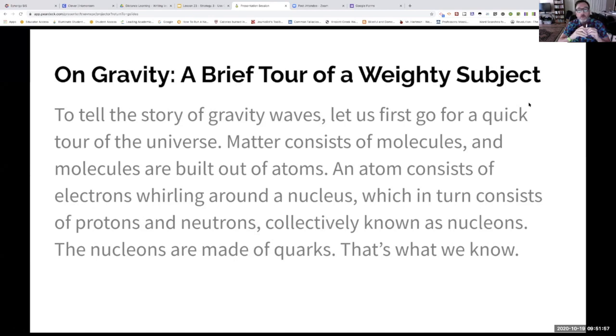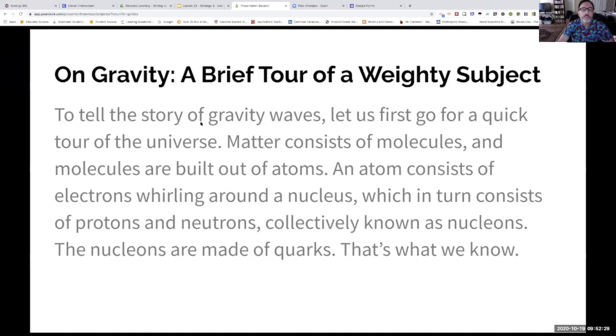"Matter consists of molecules, and molecules are built out of atoms. An atom consists of electrons whirling around a nucleus, which in turn consists of protons and neutrons, collectively known as nucleons. The nucleons are made of quarks." That's what we know. Okay, and then the author goes on to talk a little bit about what we don't know. And that's where the book really gets interesting for me.